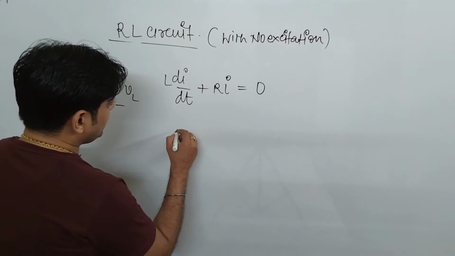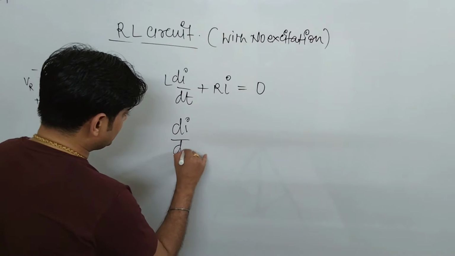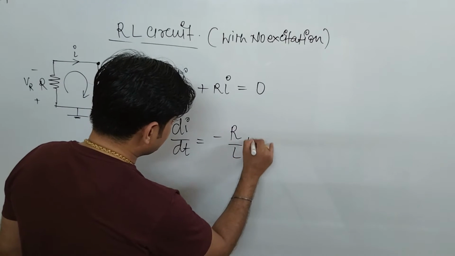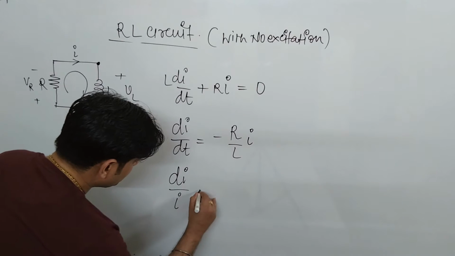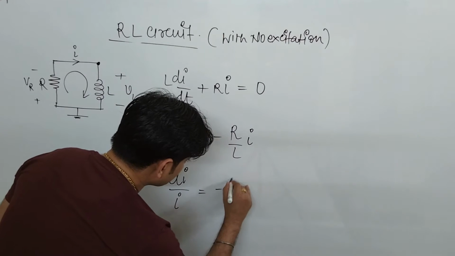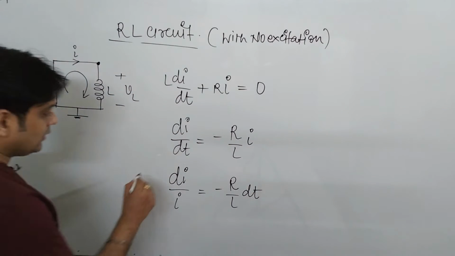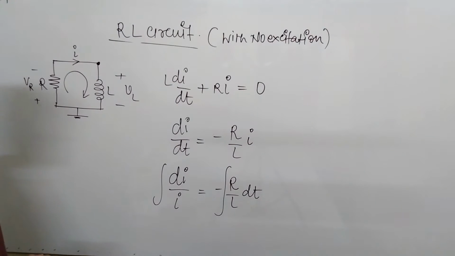Now if I analyze this equation, you can say that di by dt is equal to minus R by L into I, or you can say di by I is equal to minus R by L into dt. Now again, as we have done in our previous session in the case of the RC circuit, the integration, same I am applying here.